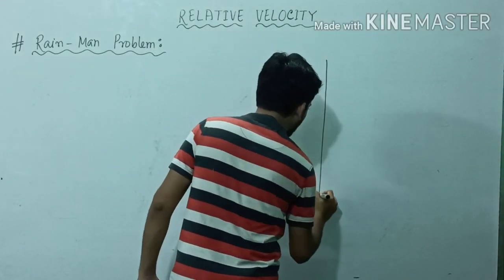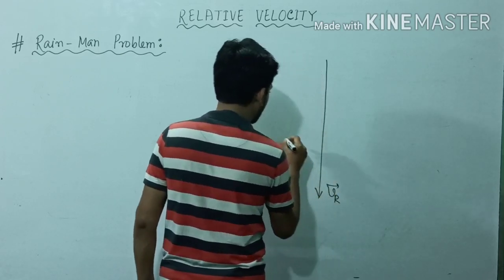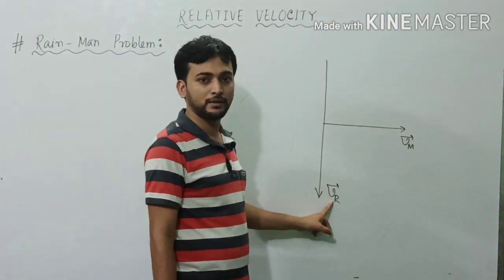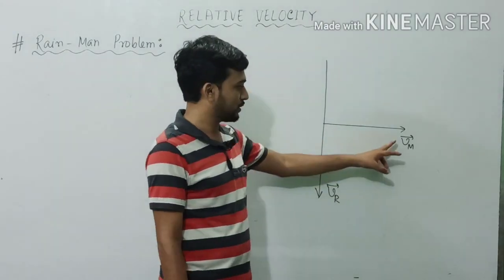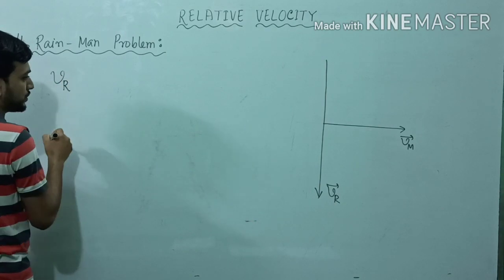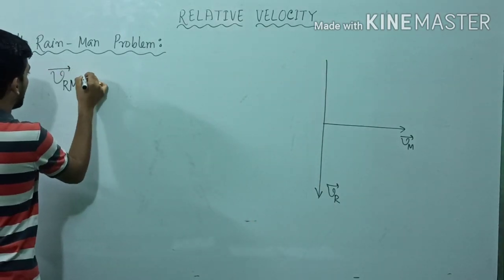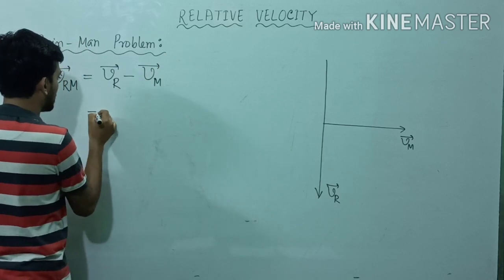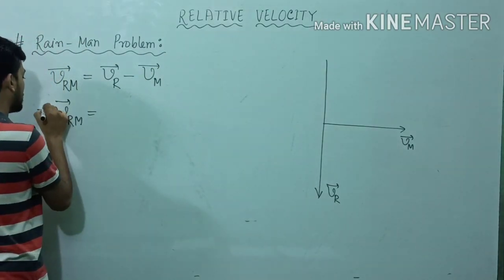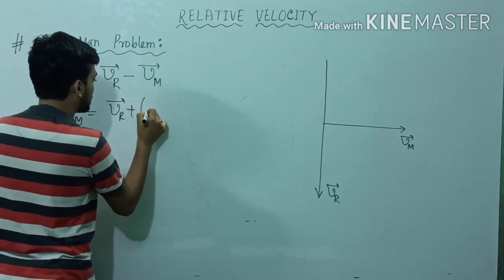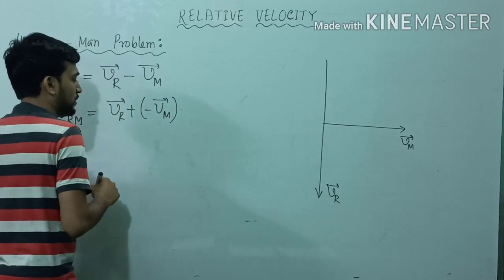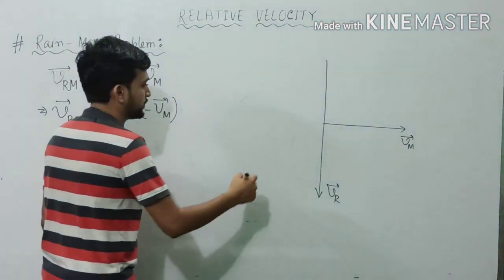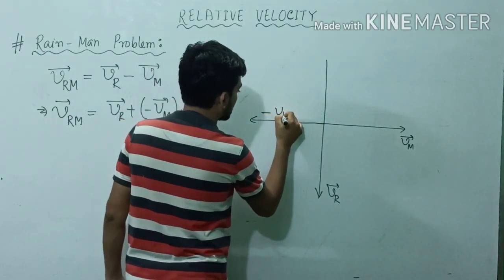We suppose that rain is falling vertically downward with velocity Vr and the man is moving towards right with velocity Vm. When the man observes the motion of the rain, that motion will be the relative motion because the man himself is in motion. Relative velocity of rain with respect to man will be actual velocity of rain minus actual velocity of man. Understood? This expression can also be written as Vrm = Vr + (-Vm). So Vrm is the resultant of Vr and -Vm. So you have to take -Vm. Say this is -Vm.